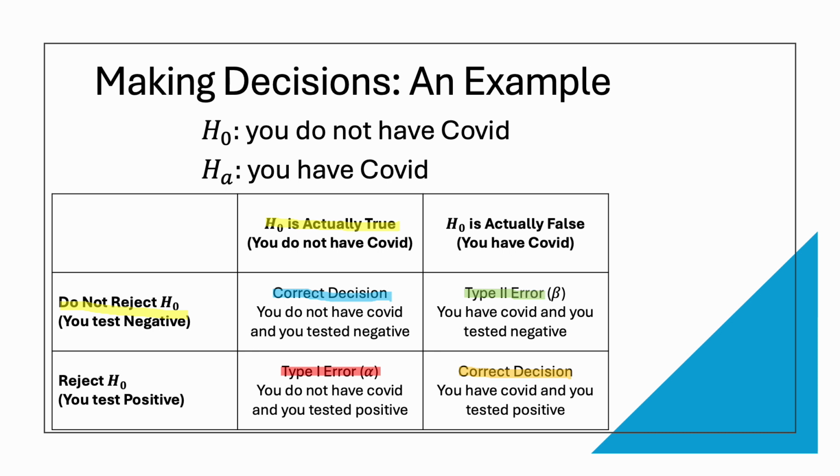And then the type 2 error. You have COVID, but you took the test and it came back negative. That's a problem. Because now you're walking around like, oh, it's fine. It's just allergies. It's just a cold. But it's not. It's COVID and you're spreading it and you don't even know it because you did what you thought was the responsible thing and you took a test. And the test was like, you're good. Drink some water. Blow your nose.